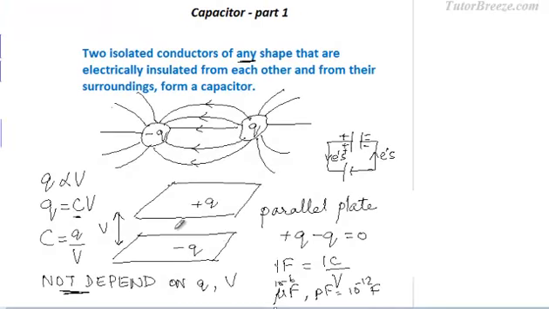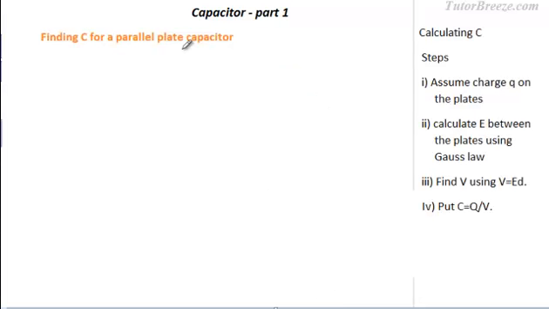Now what we are going to do next is calculate the expression for the capacitance of a parallel plate capacitor. Actually, to find the capacitance, whether it is a parallel plate capacitor, a spherical capacitor, or a cylindrical capacitor, you can follow the same sequence of steps. But here we are going to look at a parallel plate capacitor.